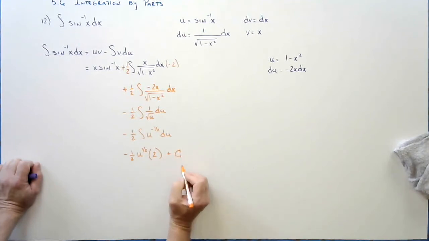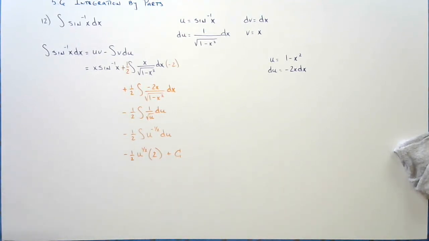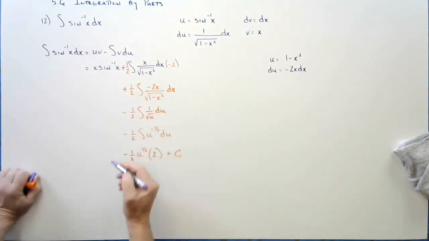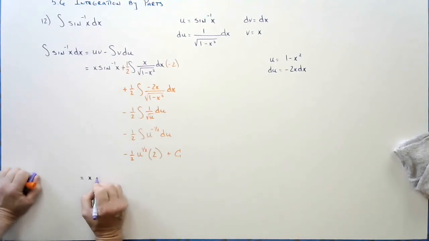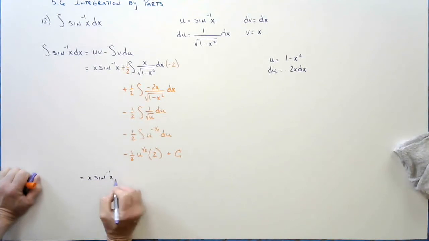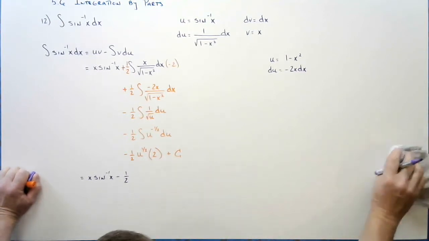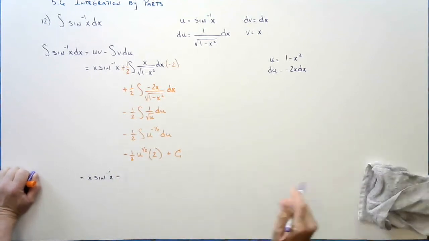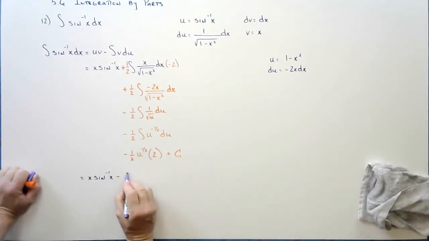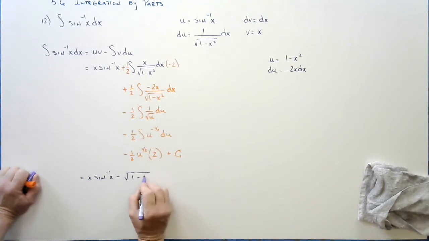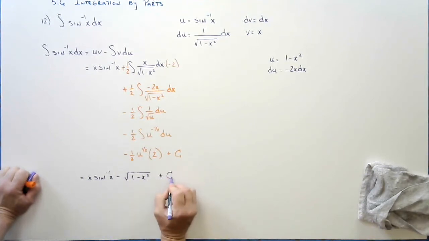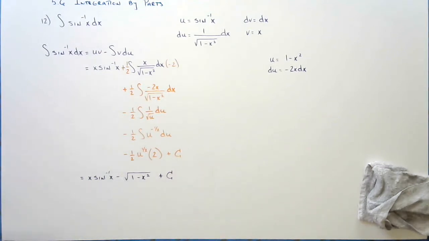Tack on our constant. And now we're ready to resubstitute back into our expression our value for u. Don't forget to drop this down to your answer. So we have x inverse sine of x, we now have minus 1/2 times 2. So that's really going to go away, isn't it? Negative 1/2 times 2 is just going to be 1. And we have u to the 1/2, that's going to be the square root of 1 minus x squared plus c. All right, so that's problem 12.